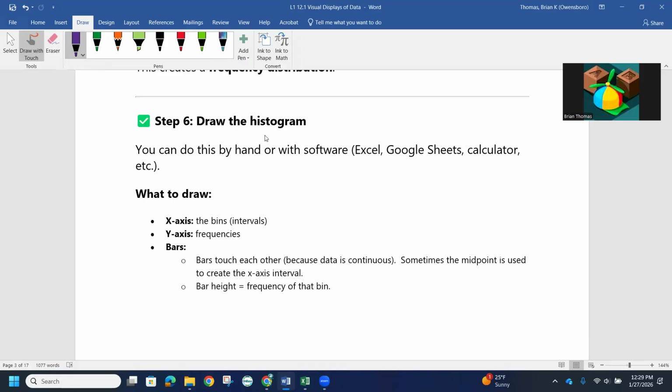When we create a histogram, notice how there's going to be an x-axis and a y-axis. So it's kind of getting back into our graphing in our math classes. Now, the histogram is going to have bars, but the catch with a histogram is the bars have to touch each other. So it's important that the bars touch each other. Sometimes the midpoint is used to create the interval on the x-axis. The bar height is going to be the frequency of that bin.